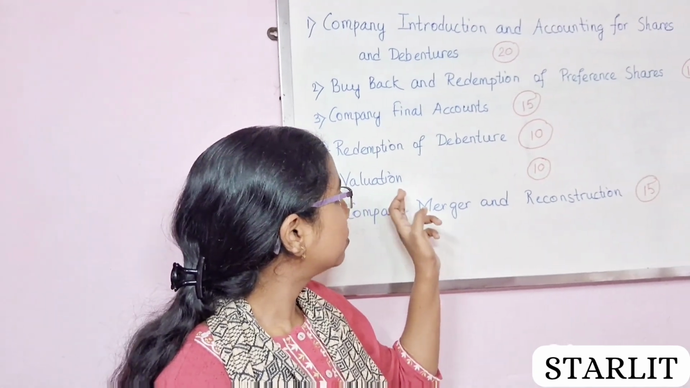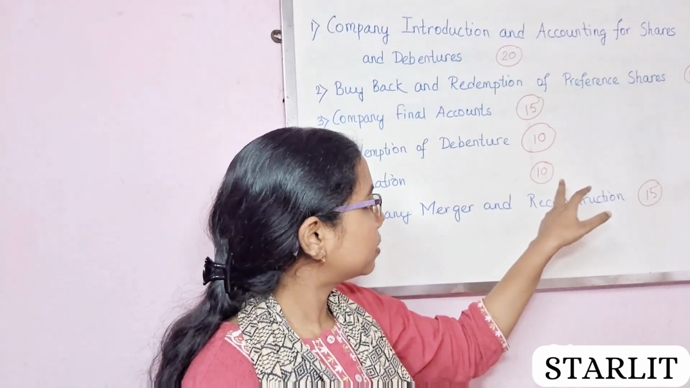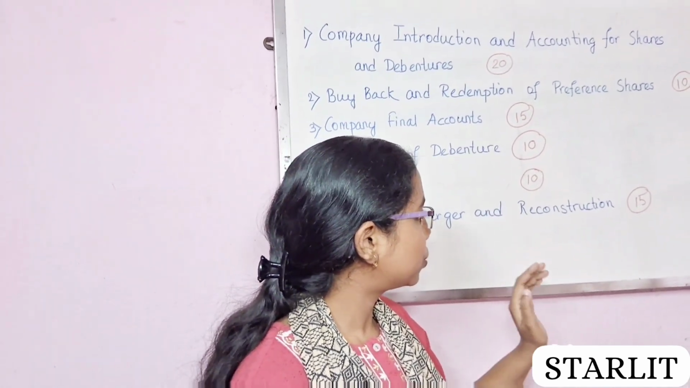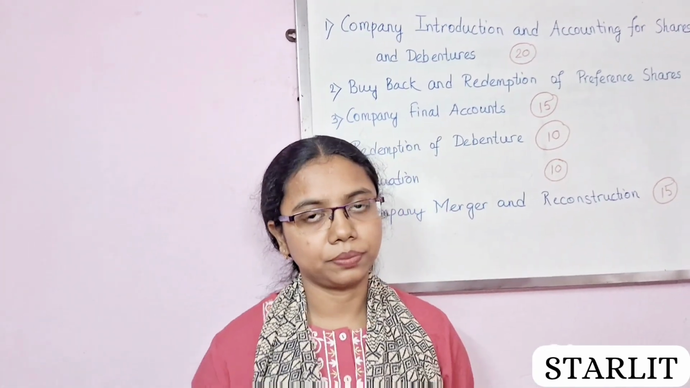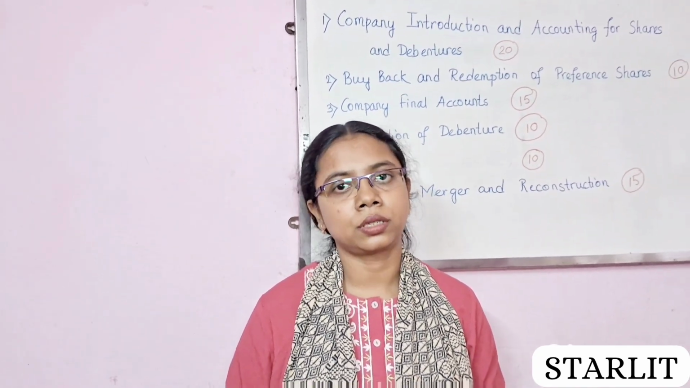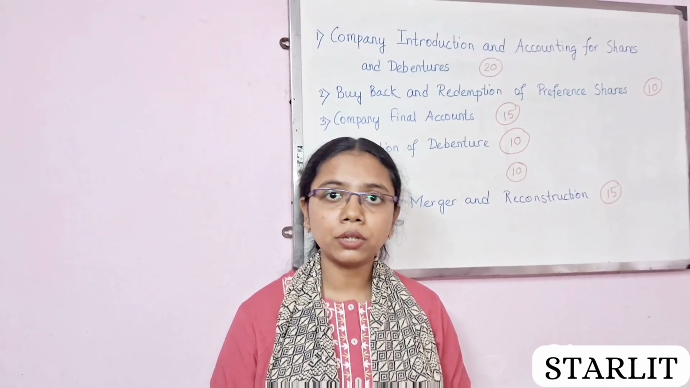Fifth, Valuation, where you have valuation of goodwill and valuation of shares. For this chapter, 10 marks are allotted. And lastly, Company Merger and Reconstruction, 15 marks allotted. Now this marks distribution is given by the university. In your question paper, this distribution will be followed.